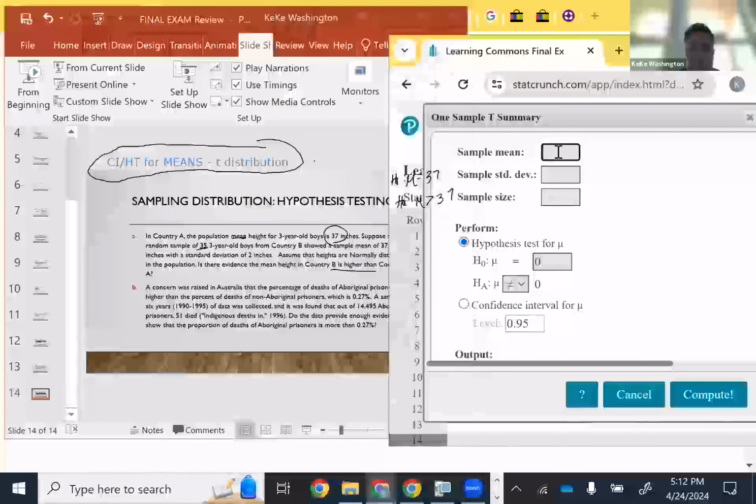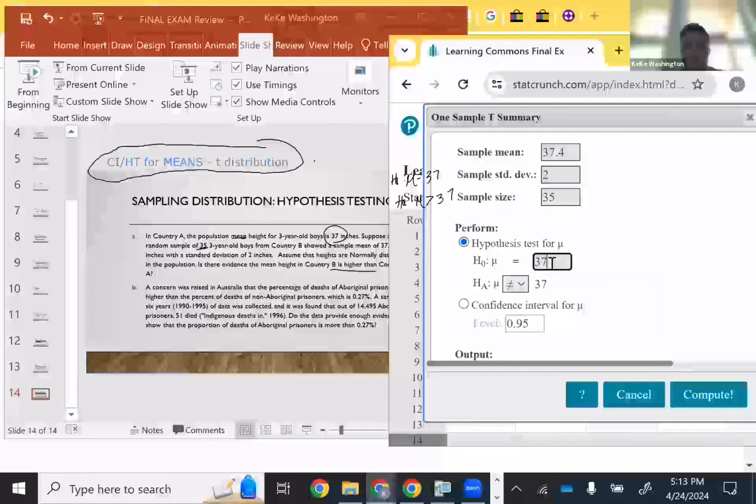Sample mean of 37.4. Sample standard deviation given at 2 with a sample size of 35. We want the hypothesis test. We stated our hypotheses. We were told that it was 37, and we believe it is greater than 37. And that is all you need.